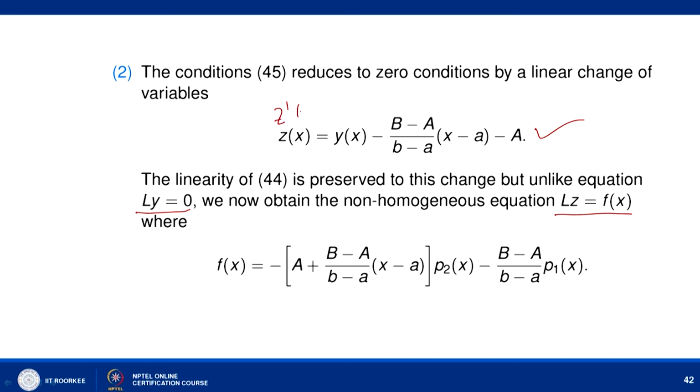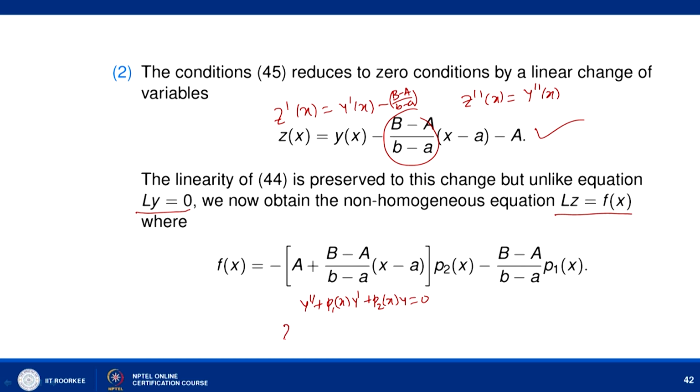So, you can write z dash of x as y dash x minus some quantity, this is simply 1, so you will get this quantity, that is (capital B minus capital A) divided by (small b minus small a). And if you look at z double dash x, then we have y double dash x. Is it okay? Then using these values, if you put it back, what will you get? Let me write it here. So, your equation is basically y double dash plus p1 x y dash plus p2 x y equal to 0. I am just using the values of y double dash.